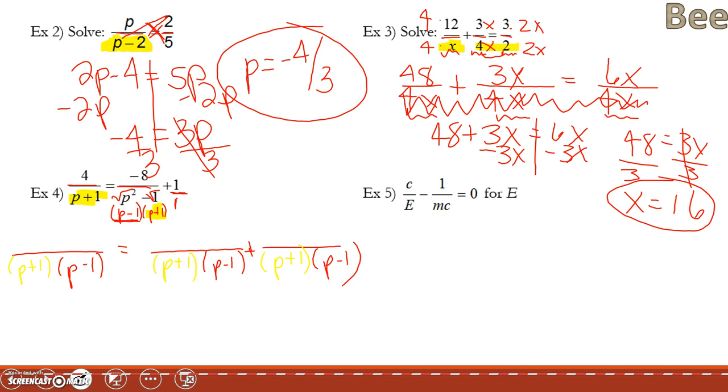So this first fraction only has the p plus 1. It needs the p minus 1. I need to distribute this 4 to both things, so 4p minus 4. The second one already has both the p minus 1 and the p plus 1, so I keep it as negative 8. And the last one doesn't have either, so I need to multiply by the p minus 1 and the p plus 1. It needs both.